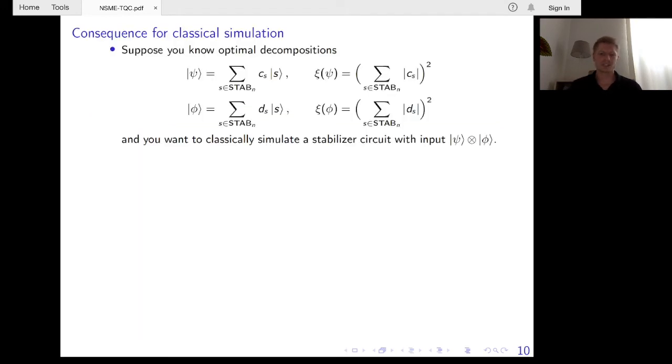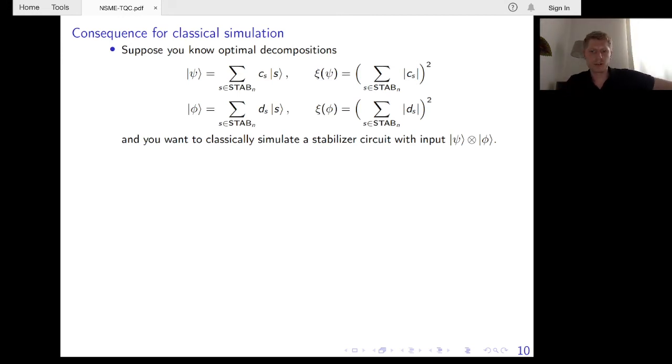Okay, so now let's talk a little bit about consequences of our result. One consequence for classical simulation is the following. Suppose you know two optimal stabilizer extent decompositions of two states psi and phi. They are given like this, and the extent is simply the L1 norm of the expansion coefficients here. Now your goal is to classically simulate a stabilizer circuit with input psi tensor phi.